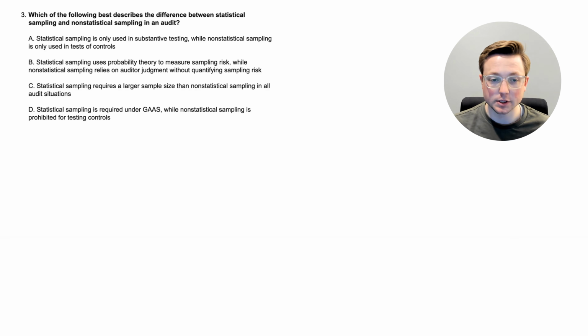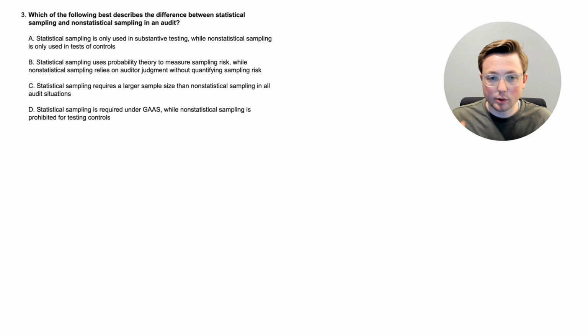Let's go through the options. Option A, statistical sampling is only used in substantive testing, while non-statistical sampling is only used in tests of controls. Option B, statistical sampling uses probability theory to measure sampling risk, while non-statistical sampling relies on auditor judgment without quantifying sampling risk. Option C, statistical sampling requires a larger sample size than non-statistical sampling in all audit situations. Or option D, statistical sampling is required under GAS, while non-statistical sampling is prohibited for testing controls.